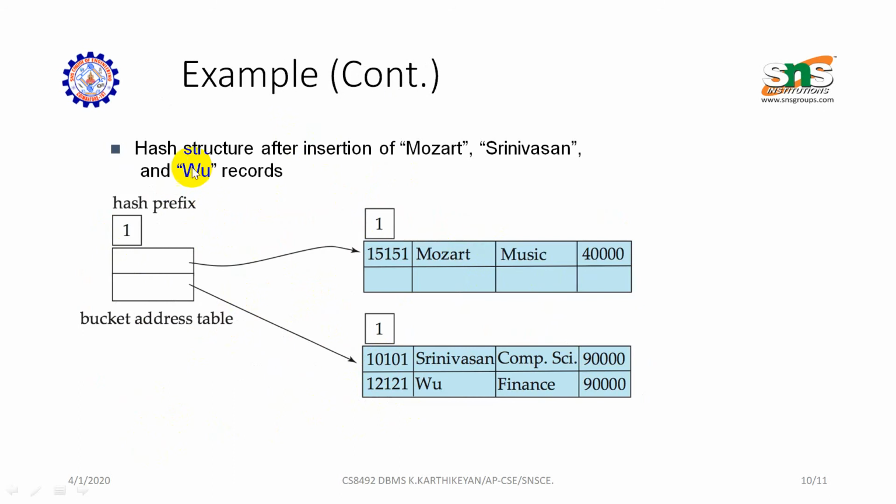Next, insertion of records: Mozart, Srinivasan and Wu. The hash function value is converted to binary form and after computation the records are stored in the table. Mozart, music, 4000. Srinivasan, computer science, 90,000. Wu, finance, 90,000. This is an example of a hash structure in a table.